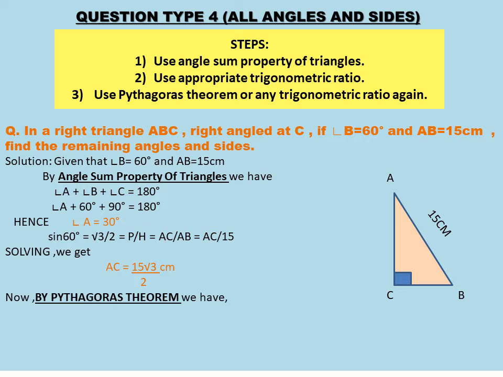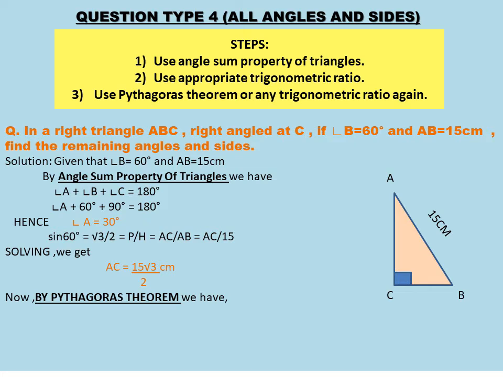Similarly, if you have to find the base, you can use any other ratio as well. Two methods are there. Either use any of the ratio. How will you find out the ratio? You have to find base, right? And you are given with hypotenuse, right? So that means B and H. B and H you will find in which ratio? Cos is B upon H. So that means if you have to find the base, you can use cos of 60 degree as well.